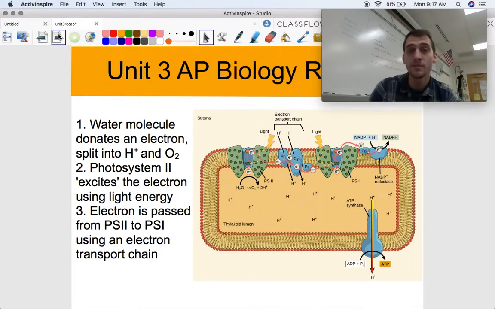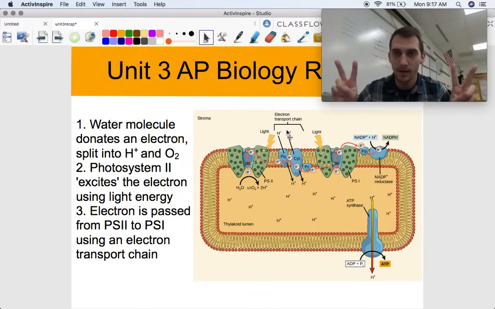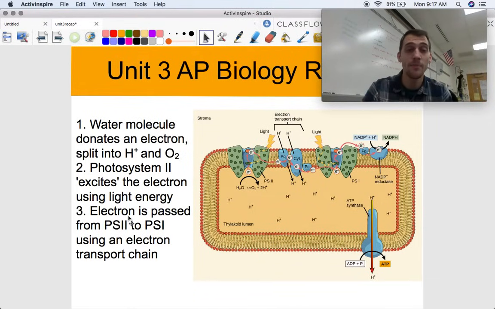Step number two, photosystem 2 is a protein complex involving chlorophyll and a couple of other proteins. I don't remember the name of them, but its job is to excite the electron using light energy. The electron absorbs a photon of light. Do we have to know the specifics of how that works? No, I couldn't really explain it to you if I tried, but basically the electron absorbs the light energy, and then that electron gets passed from one protein to the next. It gets passed from photosystem 2 to photosystem 1 using an electron transport chain.